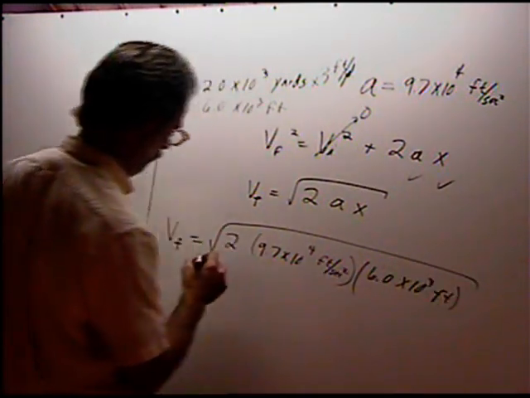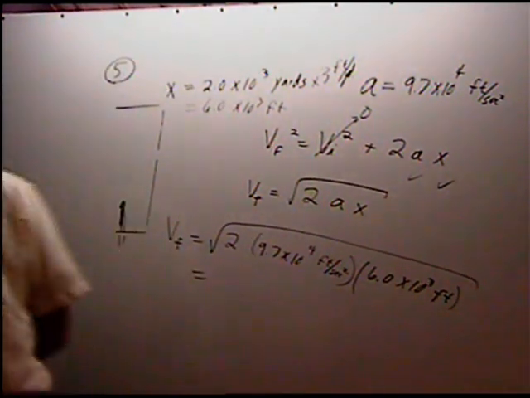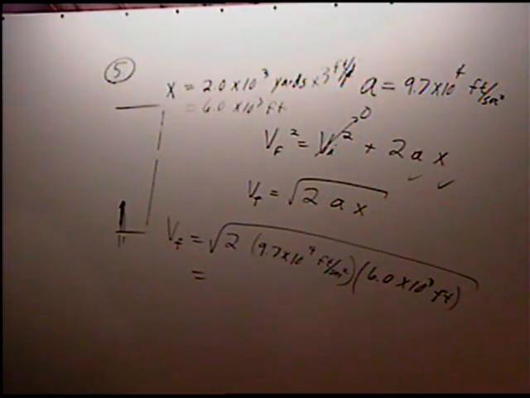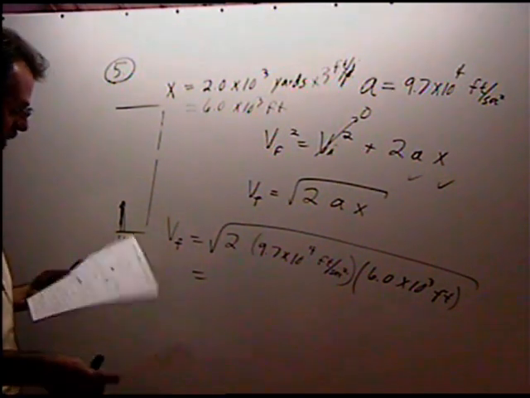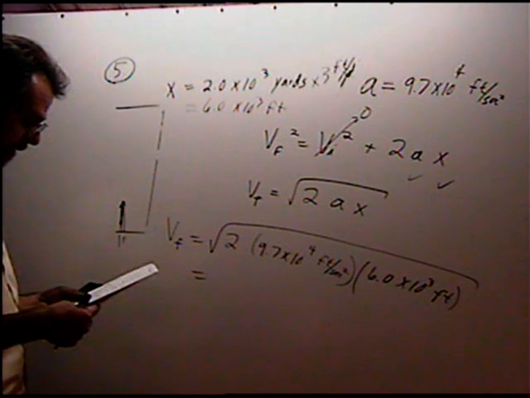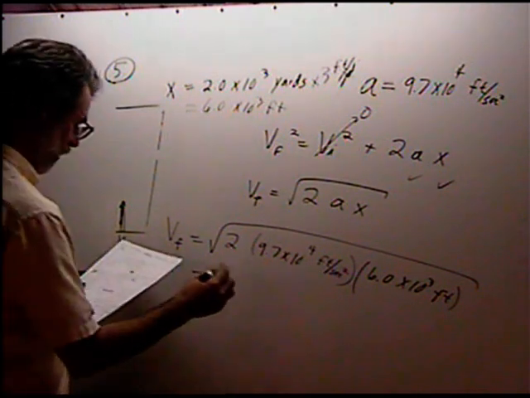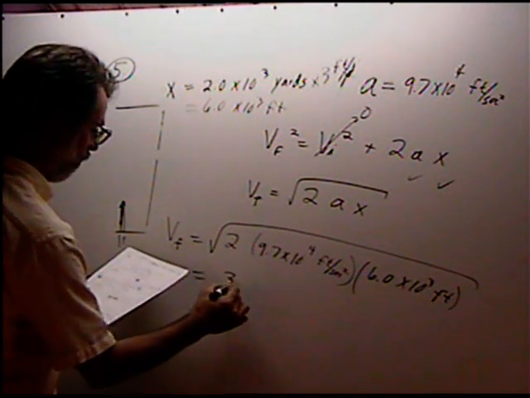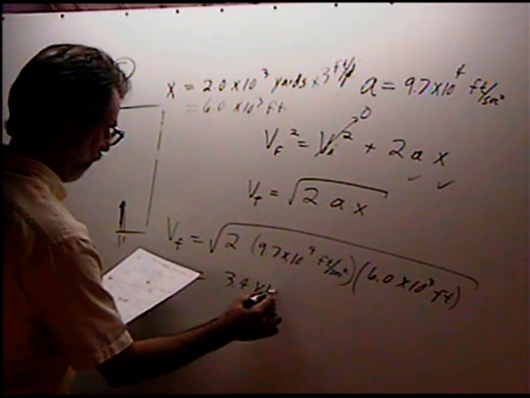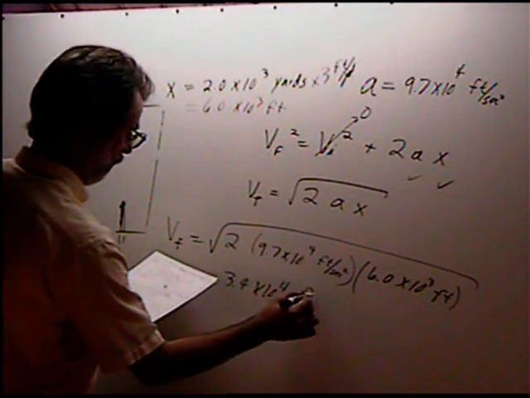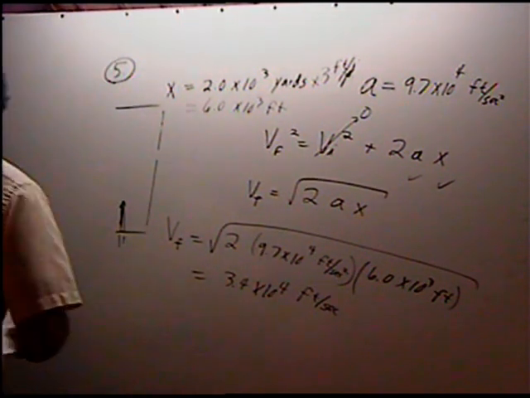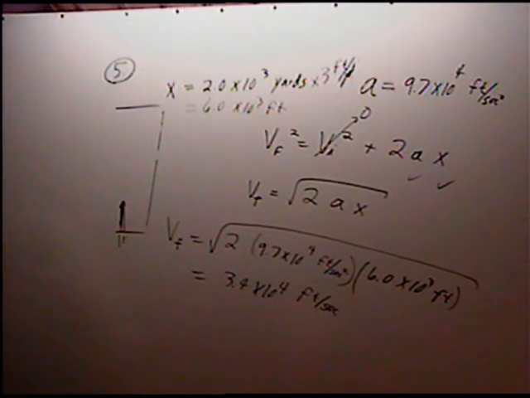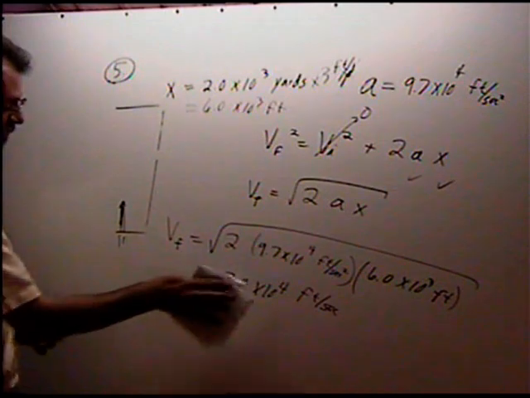under the square root. And let's see, according to what I have here, the answer I've calculated before is 3.4 times 10 to the fourth feet per second. Okay? That's question number 5.